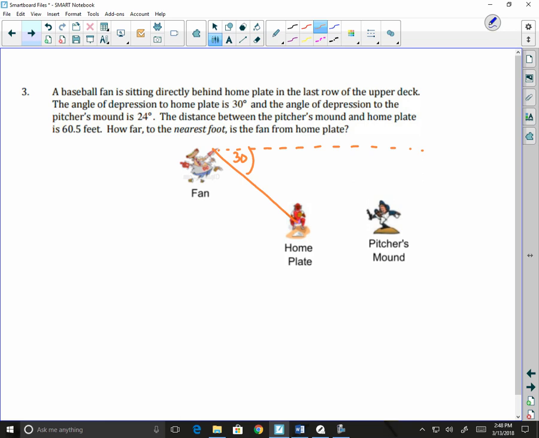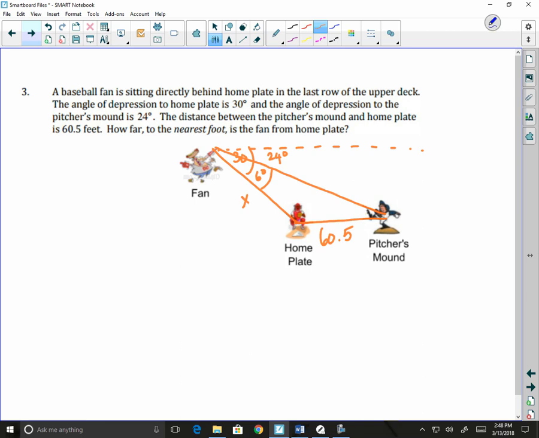It then says, and the angle of depression to the pitcher's mound is 24 degrees. So if I draw another line to the pitcher's mound, this angle of depression is 24 degrees, meaning this angle alone is 6 degrees. It says the distance between the pitcher's mound and home plate is 60.5 feet. And it wants you to find, to the nearest foot, the distance from the fan to home plate.